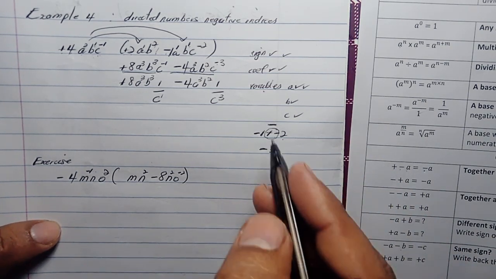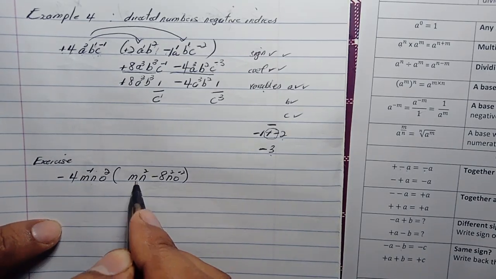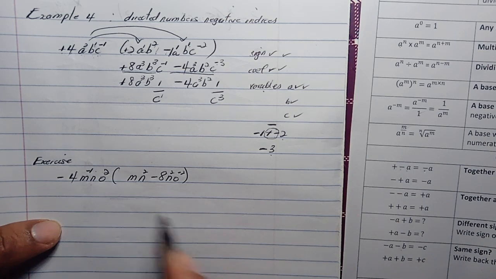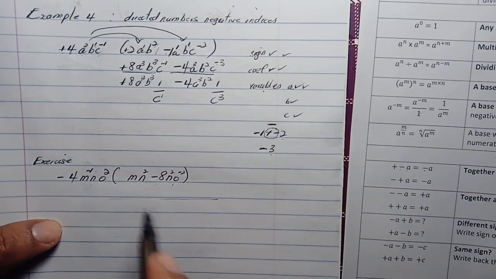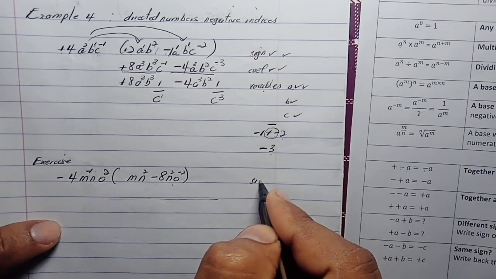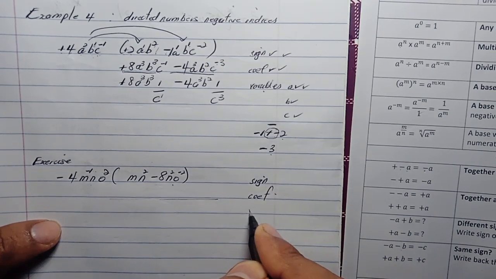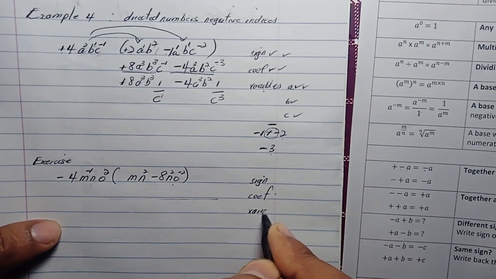Of course, we are going to multiply the term outside to the first term inside. We write our answer here. Then we multiply the term outside to the second term. We write our answer there. For each one of them, deal with the sign, and you deal with the coefficients, then you deal with whatever variables are there.